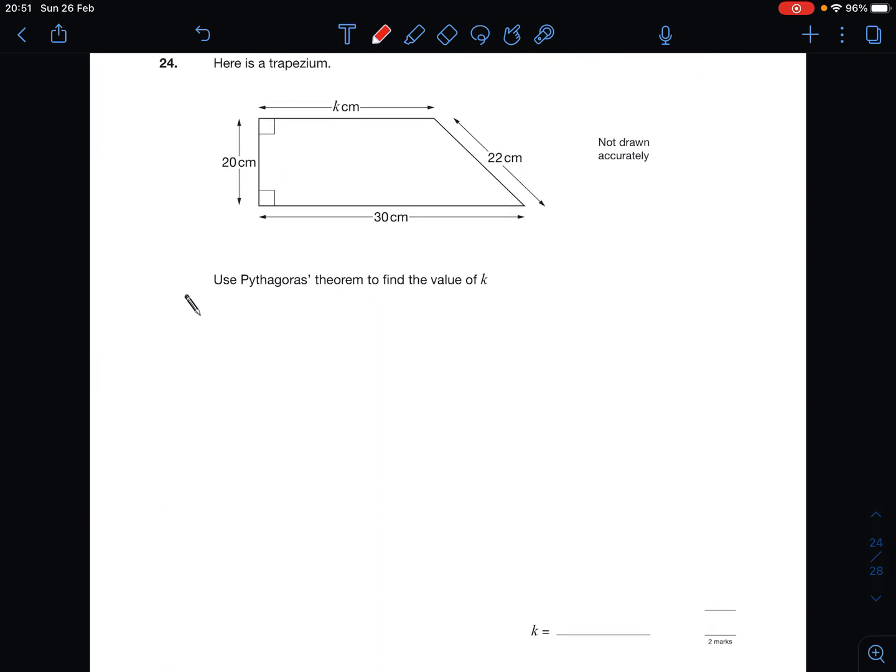Okay, moving on swiftly. I think this is when people start running out of time, because actually this is quite a nice question. It tells us to use Pythagoras' theorem, so I'm looking for a right angle triangle. The right angle triangle I can see is this one. We're looking for this length here. Given that this is 20, how I'm going to find that is I'm going to do square root of 22 squared minus 20 squared. Sorry, 20 squared, obviously. Let's fix that.